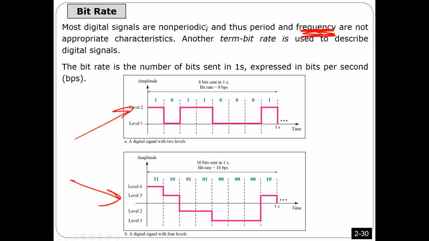Because the signals we are going to use here are not periodic, there is no frequency here. Instead of frequency, we are going to use another term, we call it bit rate. And bit rate means how many bits in 1 second, the number of bits per second. So from here to here is 1 second. How many bits do you have? 1, 2, 3, 4, 5, 6, 7, 8. So this is going to be 8 bits per second, as you see here. 8 bits per second.